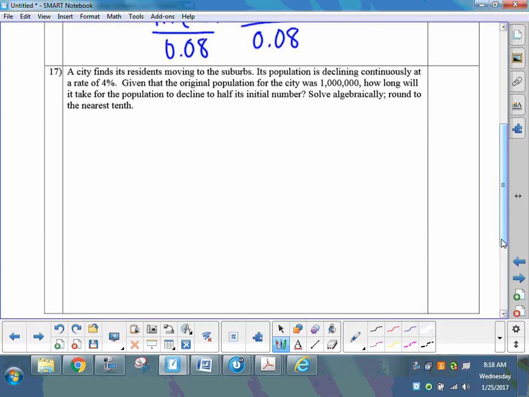A city finds residents are moving to the suburbs. Its population is declining steadily at that amount. Given that the initial population was that much, how long will it take for it to decline to half of its initial number? Solve algebraically, round to the nearest 10. What model is this going to require us to use? This requires you to pay attention. What model is this requiring us to use, Jonathan?